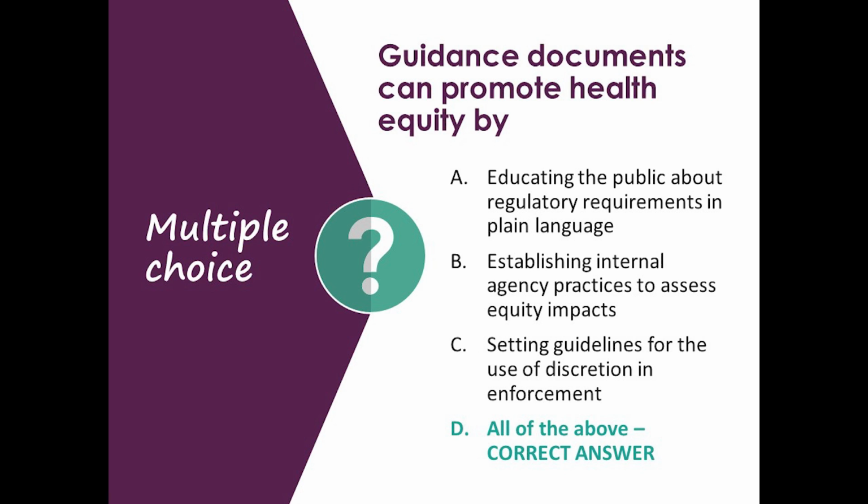Guidance documents promote health equity in several ways, providing information in plain language to educate the public about what public health laws require. This approach can help to avoid punitive enforcement actions, especially when the documents are published in multiple languages and in formats that are accessible to persons with disabilities. Establishing internal agency practices or adopting tools to assess the equity impacts of various regulatory actions. Setting guidelines for when and how officials exercise their discretion to enforce public health laws.